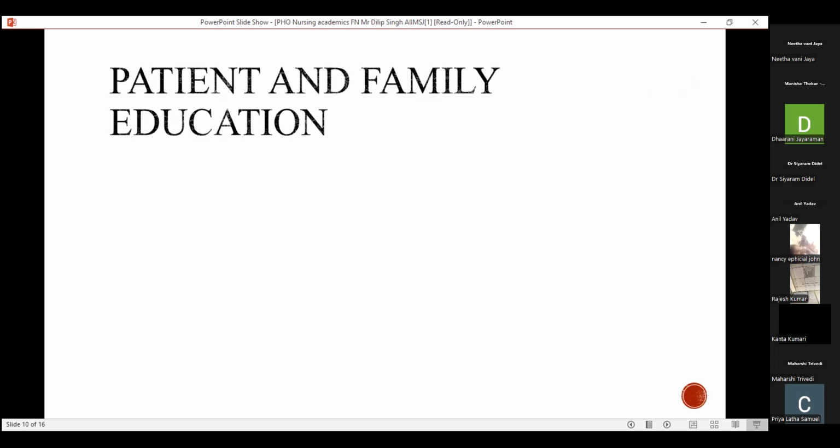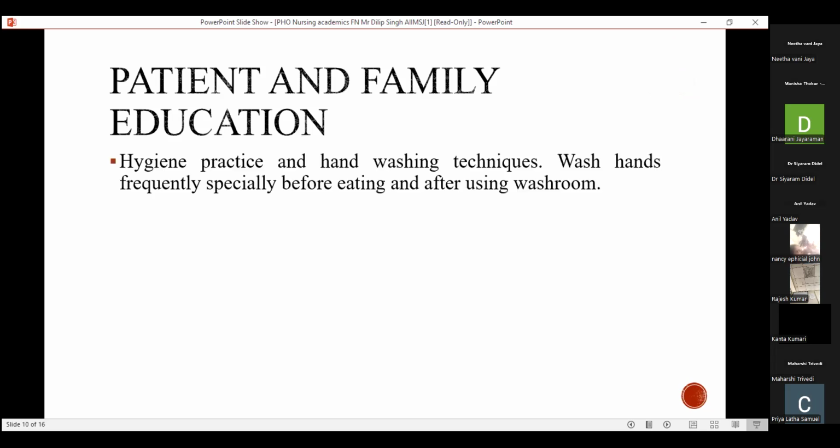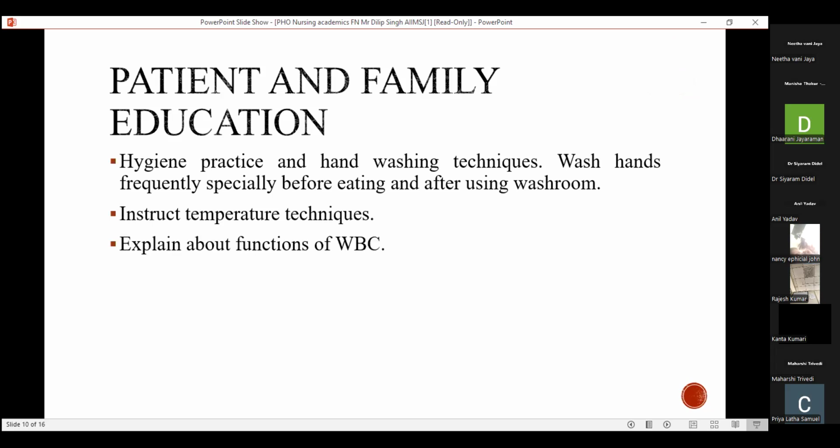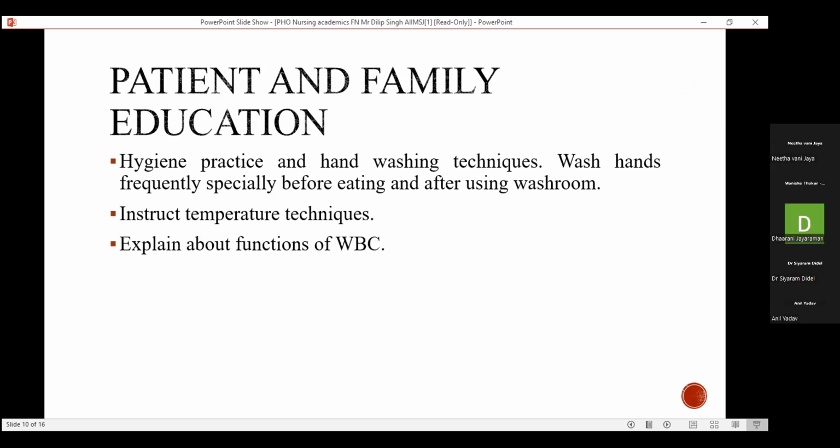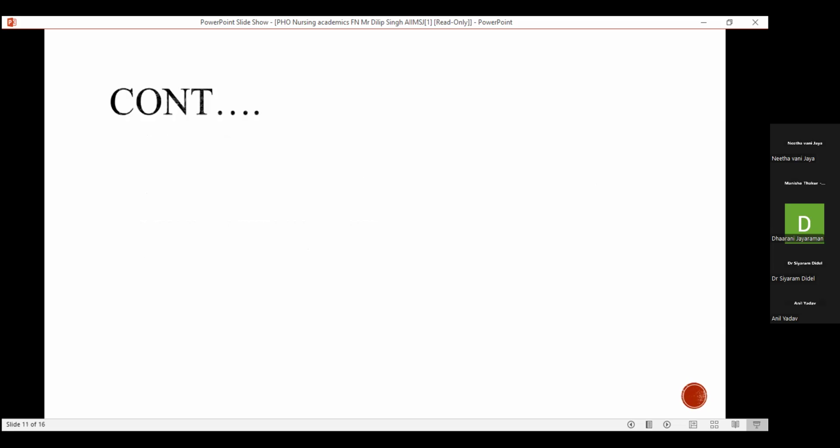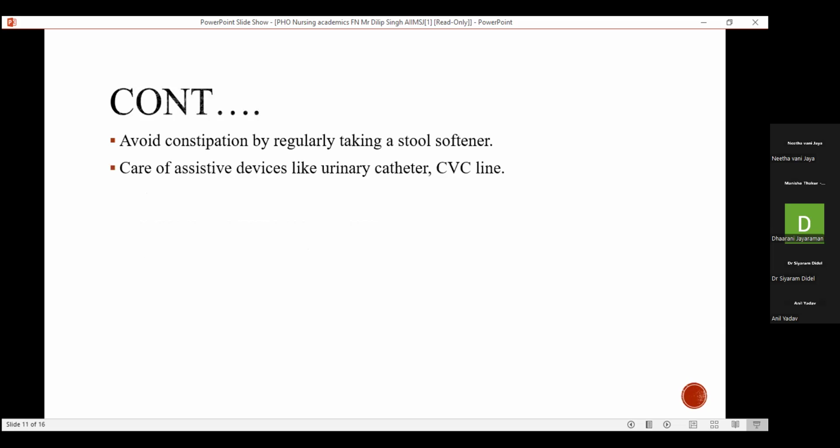Patient and family education. Hygiene practice and hand washing techniques. Wash hands frequently, especially before eating and after using washrooms. Instruct temperature technique. Explain the function of WBC and the meaning of nadir. Avoid constipation by regularly taking a stool softener. Care of assistive devices like urinary catheter and central venous catheter line.